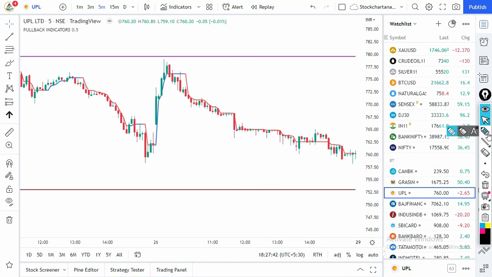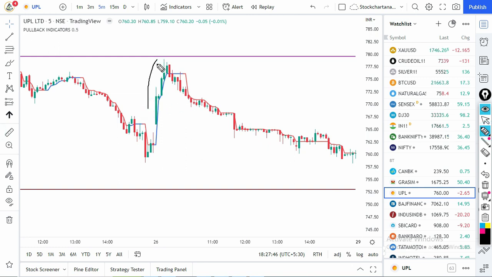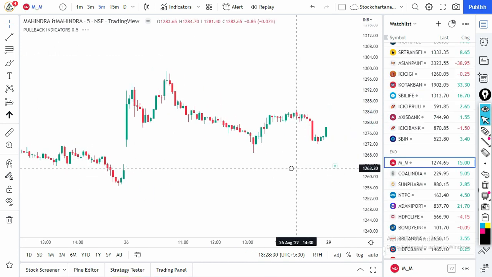This is the UPL chart. You can see price went up but did not touch the supply zone. Rather, just a little below the supply zone, the price took a U-turn. So if you are a risky trader, you can trade at these zones also. And what I have noticed, most of the time, if there is a U pattern, even without touching the supply zone, you can enter here. And out of 10 times, 9 times the price will come down. And UPL was in a downtrend for the entire day. Let me show you some more stocks.